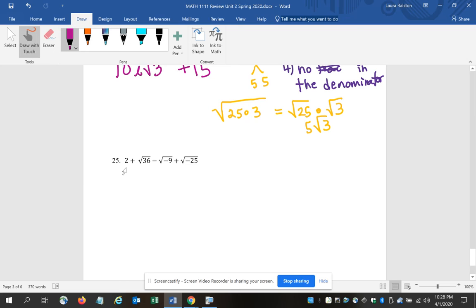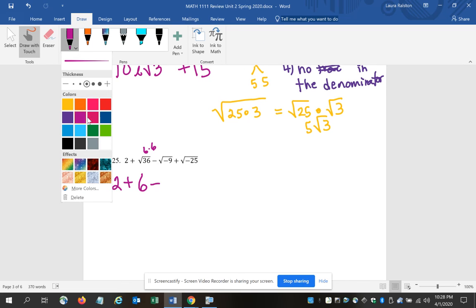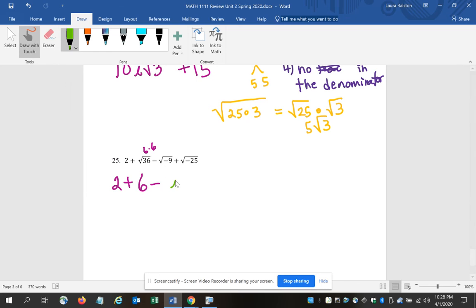Next, we have 2, which is a good old everyday number. So I have 2 plus square root 36. It doesn't have a negative underneath. 36, I believe, is 6 times 6. So I can simplify that to just plain 6. Minus, don't trip up on the sign, then I have the square root of -9. Because it's negative, I know that I'm going to have an i. 9 is 3 times 3. So that gives me 3i.